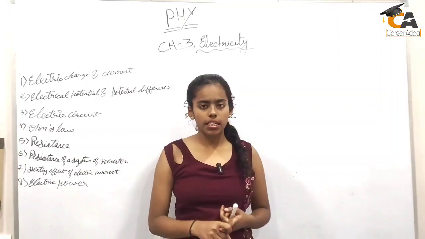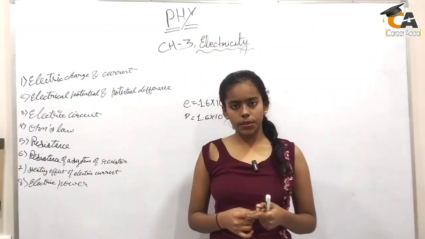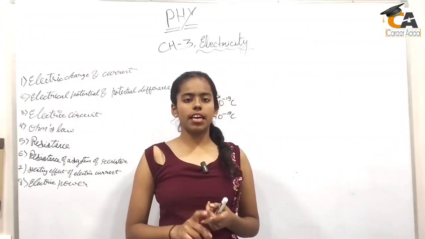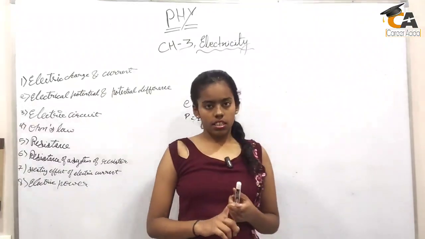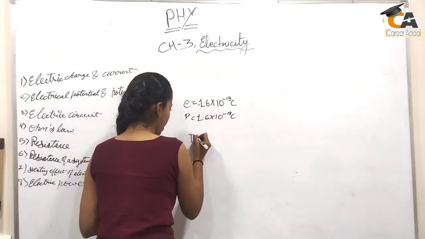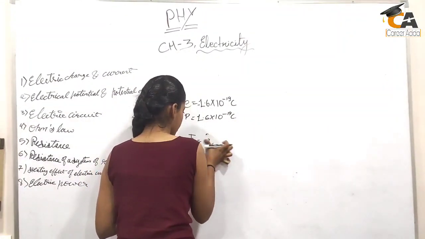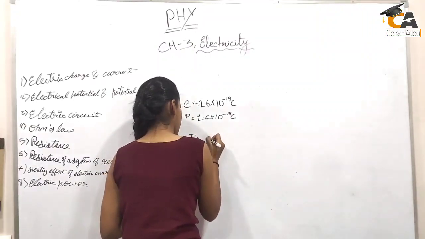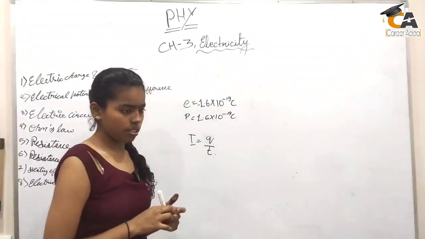And our next topic is current. Current is the rate of charge flowing per unit time in any conductor. It is represented by I, and charge is represented by small q, and time is represented by t.